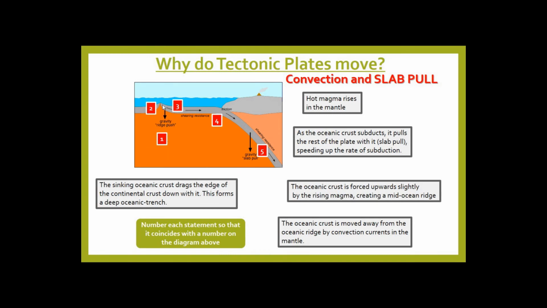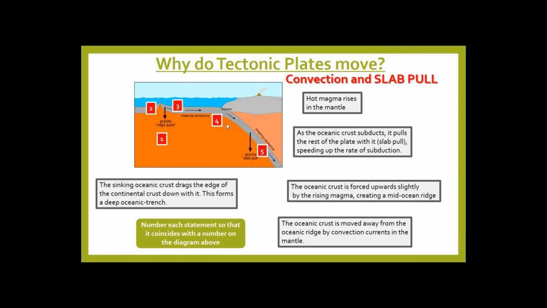So what we've got happening here, this is a constructive plate boundary where the plates move apart from each other, and this is a destructive plate boundary where the plates crash into each other. It's called destructive because it destroys crust and constructive because it creates crust. So what is happening here, this diagram shows the process of slab pull.